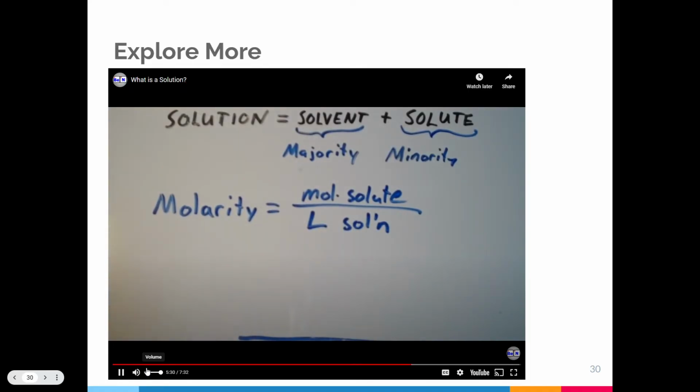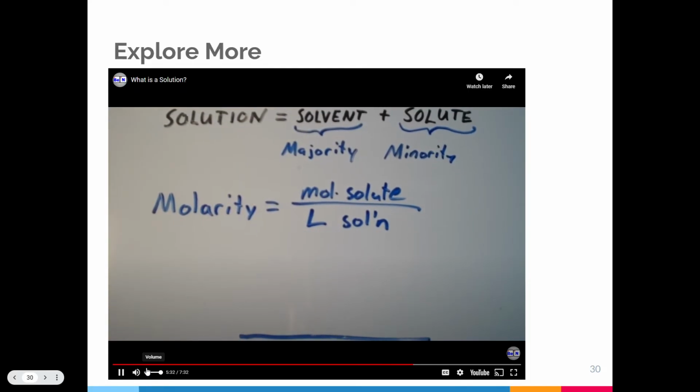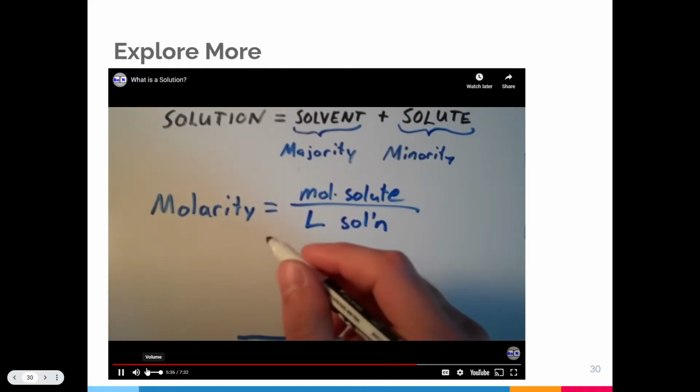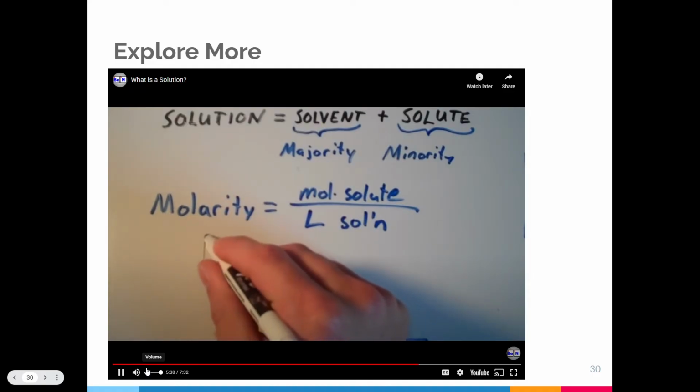So that means if I wanted to prepare a solution, let's say I have a volumetric flask.